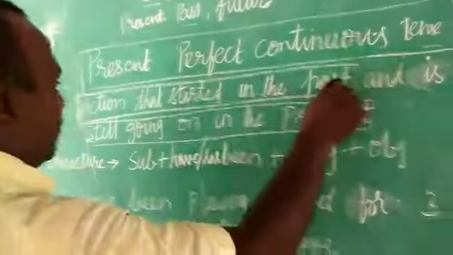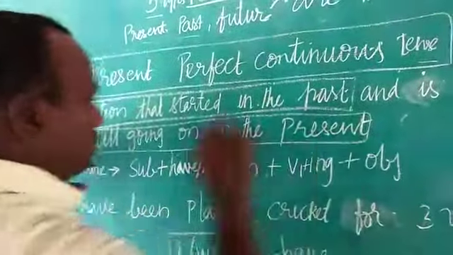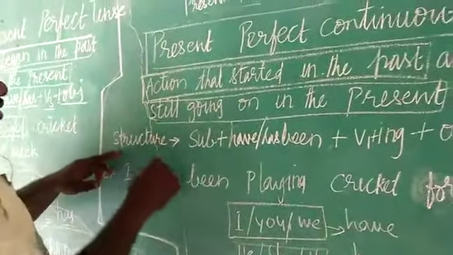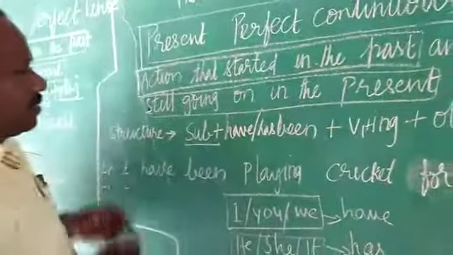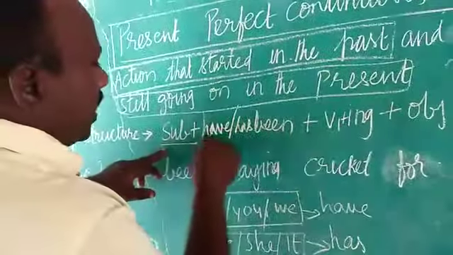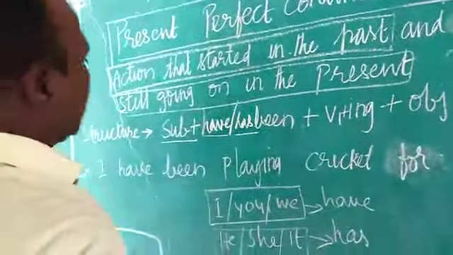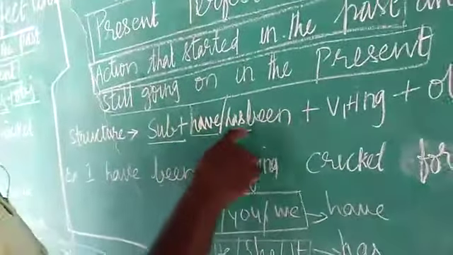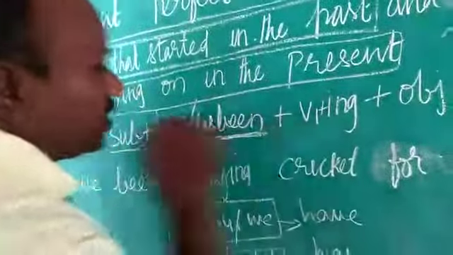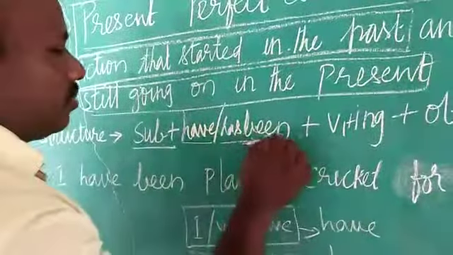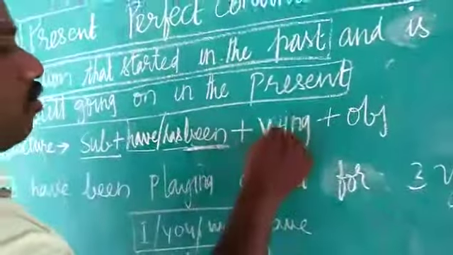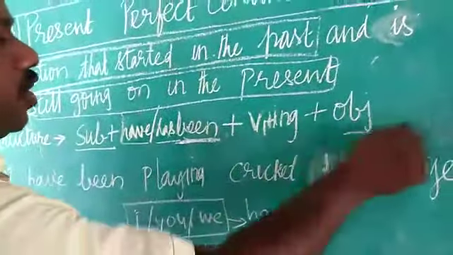An action that started in the past and is still going on in the present. Okay, so now the structure here, children: first, the subject should be there. And then have or has, as we have taken in the present perfect tense. But here, been is there. Been is there, remember that. Have or has plus been plus V1 plus ing and the object should be there.